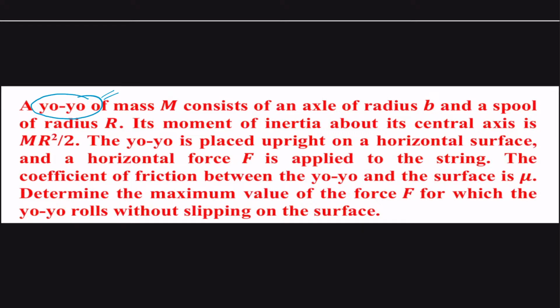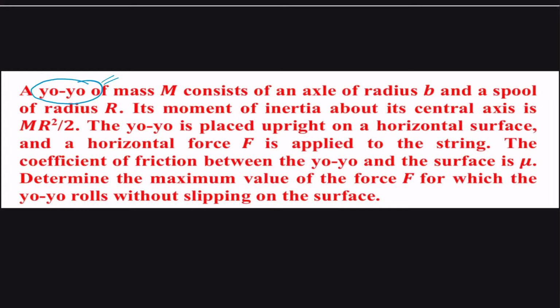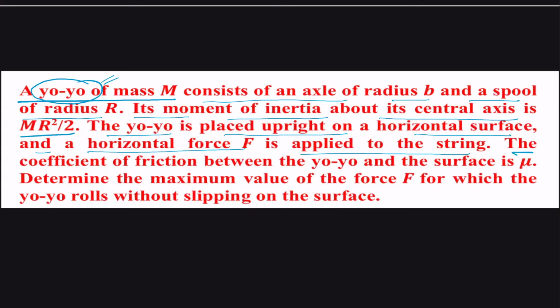So, first question: a yo-yo of mass m consists of an axle of radius b and a spool of radius r. Its moment of inertia about its central axis is mr square by 2. The yo-yo is placed upright on a horizontal surface and a horizontal force F is applied to the string. The coefficient of friction between the yo-yo and the surface is mu. Determine the maximum value of the force F for which the yo-yo rolls without slipping on the surface.